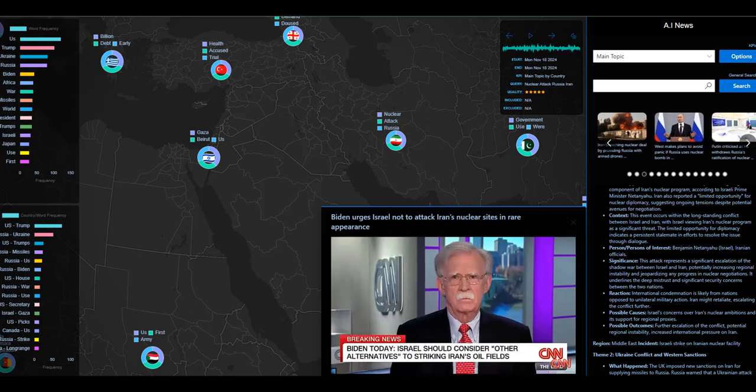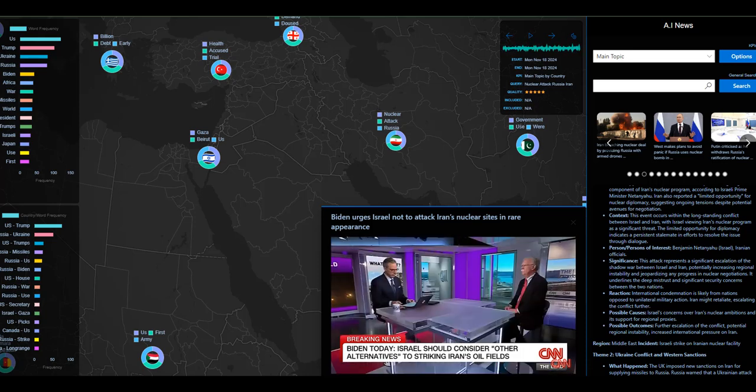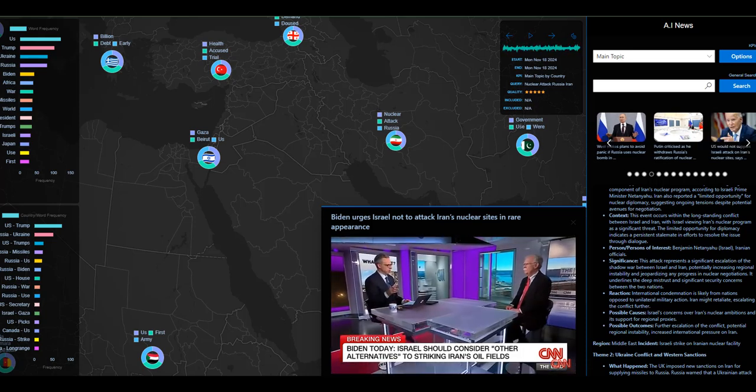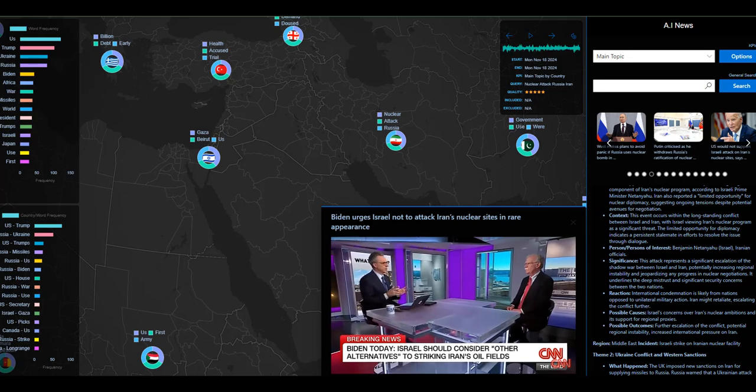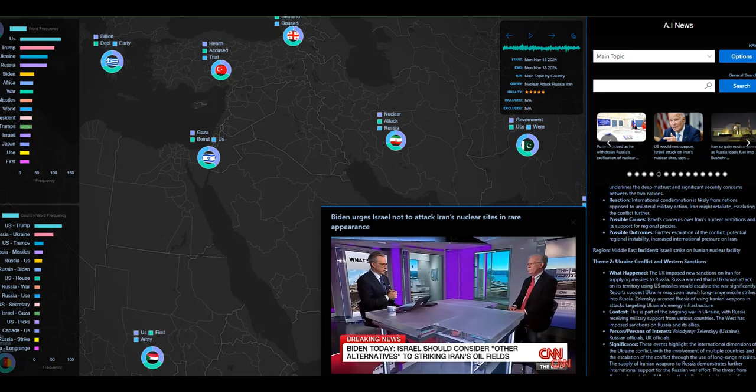Possible outcomes: further escalation of the conflict, potential regional instability, increased international pressure on Iran. Region: Middle East. Incident: Israeli strike on Iranian nuclear facility.